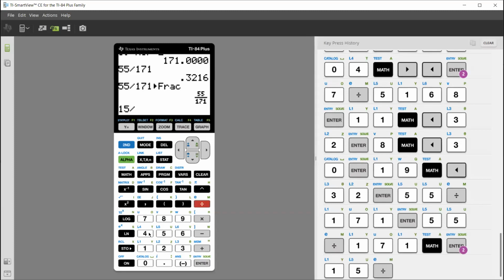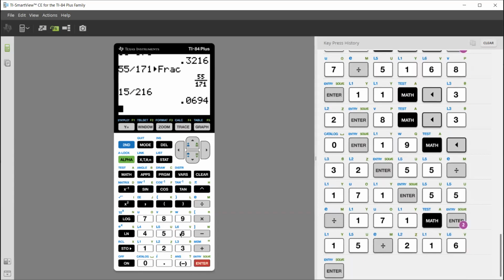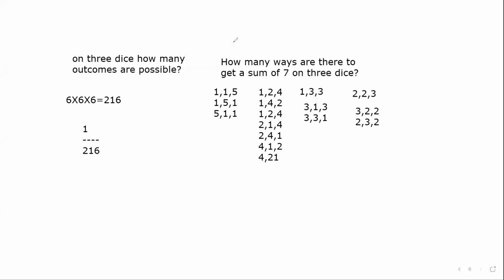But I know it's, let's see, 15 over 216. Math, convert to fraction. Yeah, it's 15, not 16. It's 15 over 216. So there's 15, and the reason is, I'll show you right now. I wrote this twice, and so I'll get rid of it in a second.